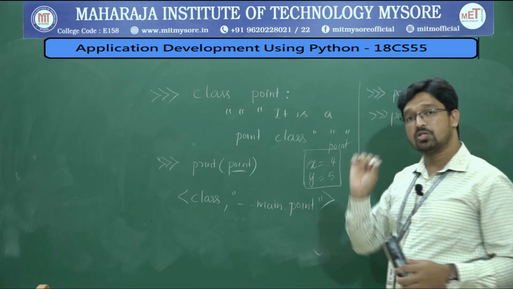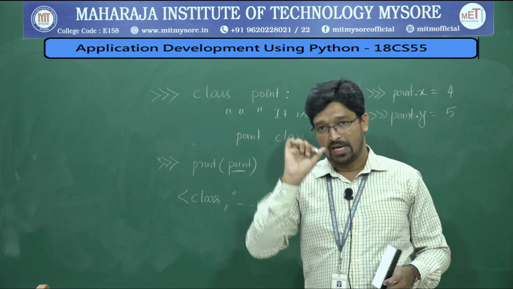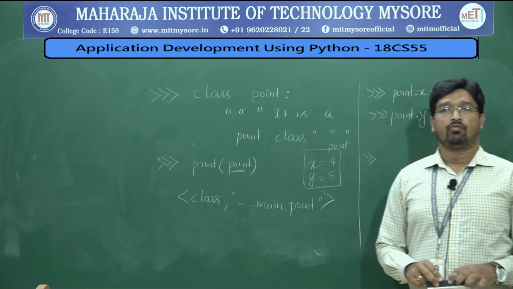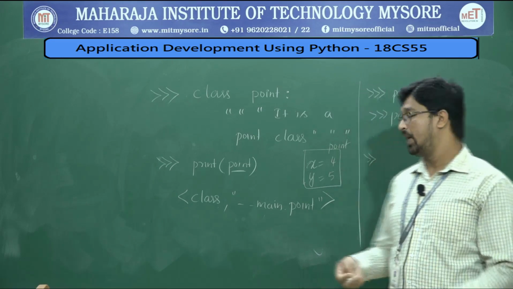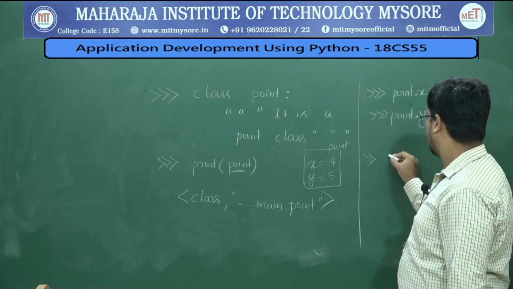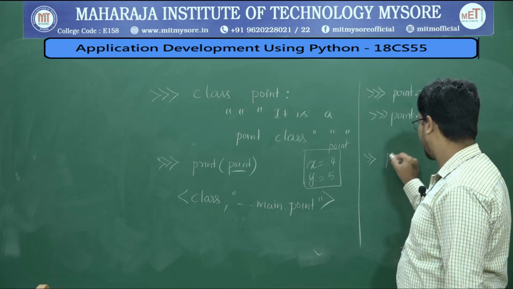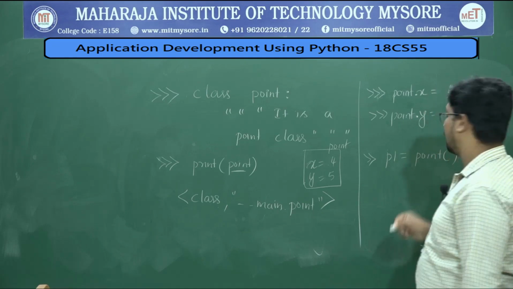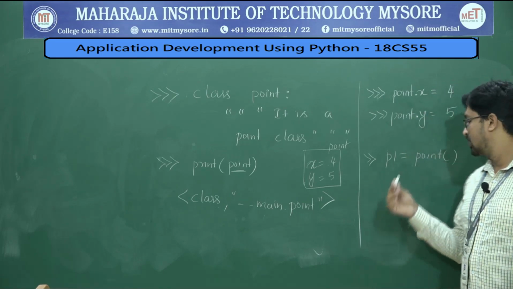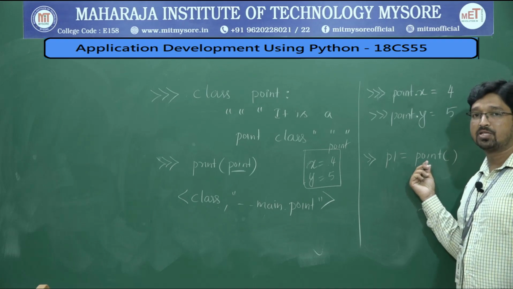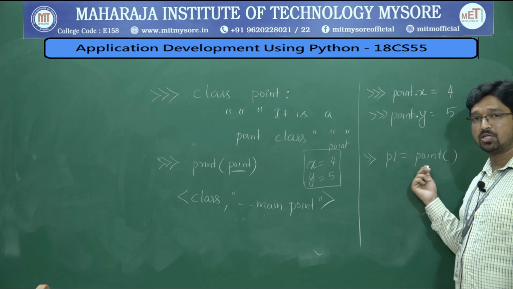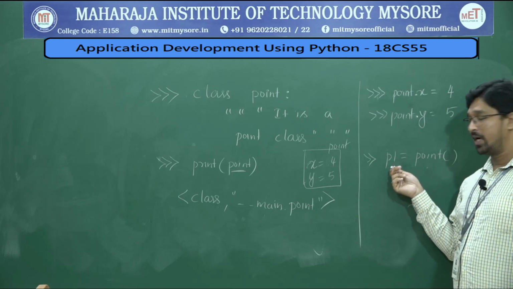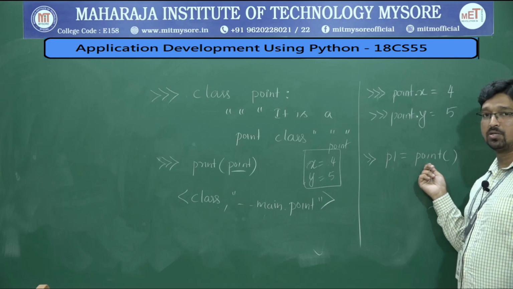So what should we do? First we need to create an object of a class. How to create an object? It's very simple. The syntax for creating an object is object name, let us say p1, equals class name followed by an open bracket and a close bracket. This is nothing but a constructor. We are calling the default constructor. By default there will be a default constructor. So we have object name equal to Point().